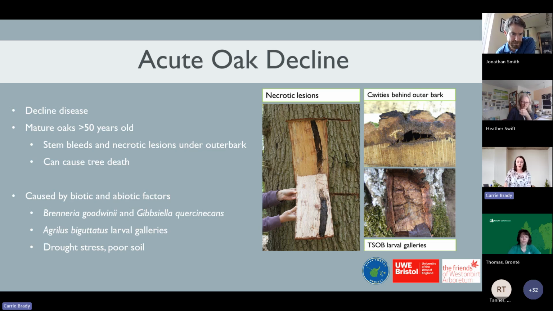AOD is caused by both biotic and abiotic factors. There are two bacterial species, Brenneria goodwinii and Gibbsiella quercinecans, that are responsible for the tissue necrosis in lesions. And the second biotic factor is the two-spotted oak borer, Agrilus biguttatus, and the larvae of the TSOB is almost always present in close proximity to the lesions, and you can see the feeding galleries here in this image. The abiotic factors of AOD include environmental stresses, such as drought and poor soil condition.